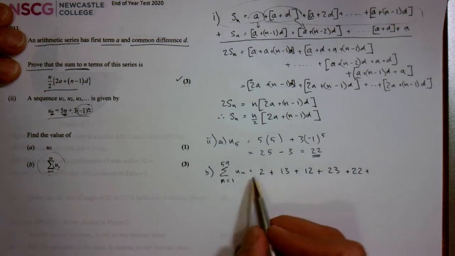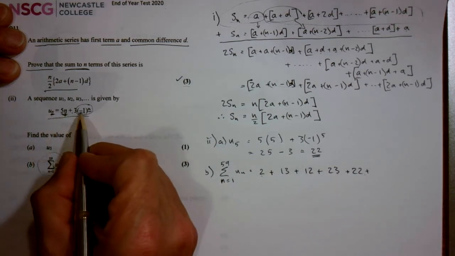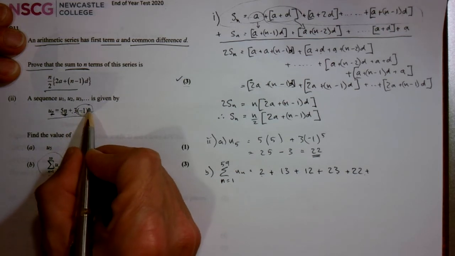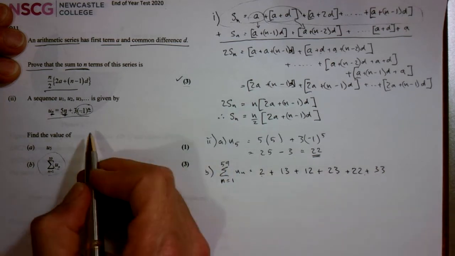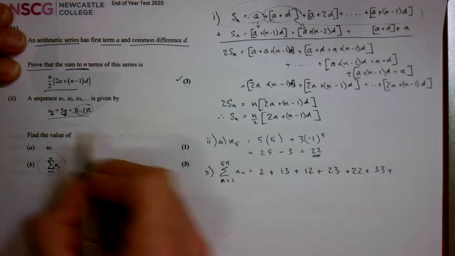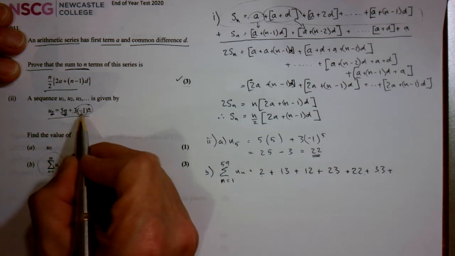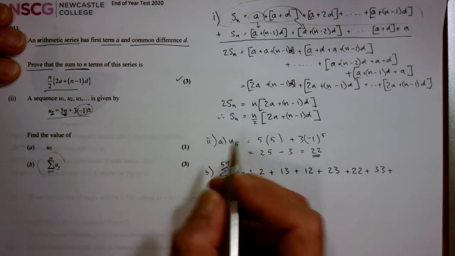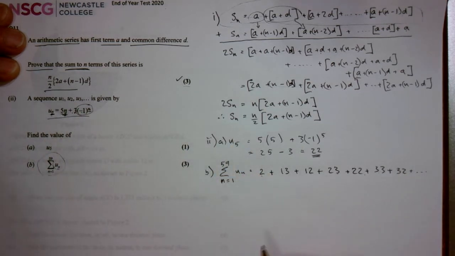So 1, 2, 3, 4, 5, I'm on my sixth term, 5 6s are 30. Minus 1 to the power of 6 is a positive 1 times 3, so I've got 33. And my next one is when n is 1, 2, 3, 4, 5, 6, 7. So 7 5s are 35, plus minus 1 times 3, which is 35 take away 3, 32. And I think I can see what my pattern is.